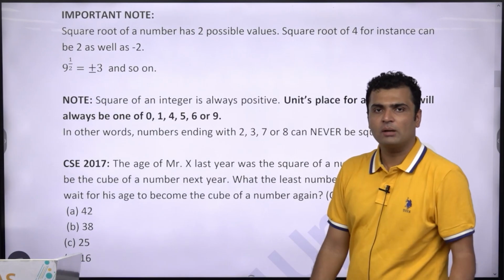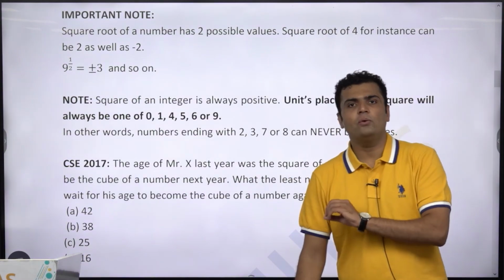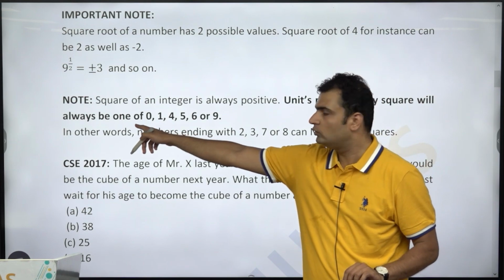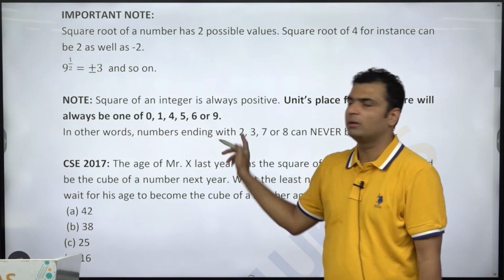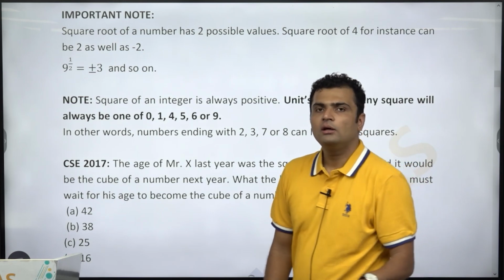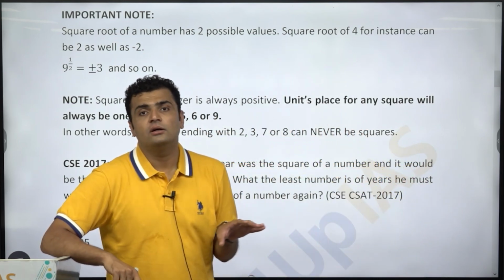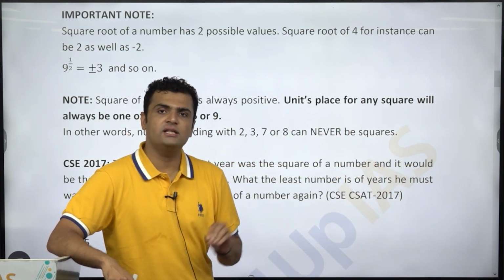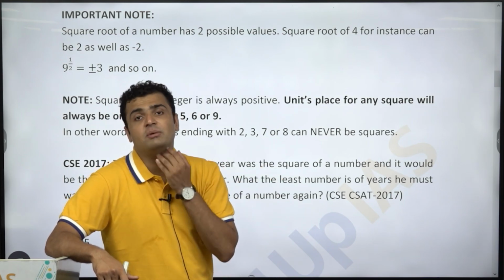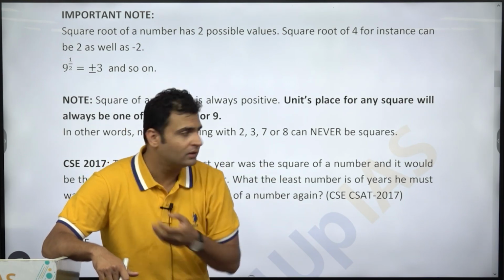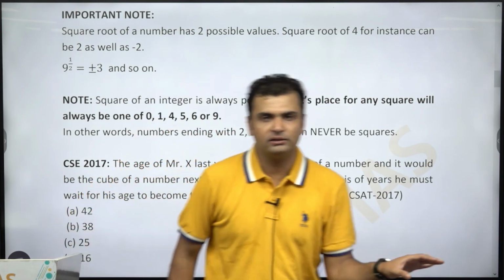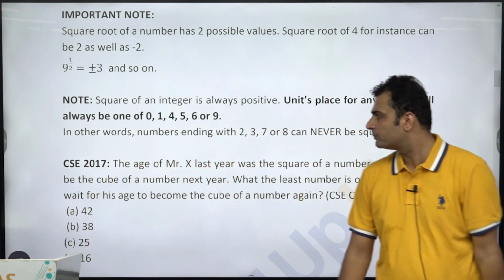So basically what I'm trying to say is, if we have been given any square number, the units place of that square will always be one among them. 2, 3, 7 or 8 cannot be at the units place of any square number. So if you are given a number and you are asked which among the following is not a square, if you have any one of them at the units place, that is definitely not a square. That much you can say just by observation. Fine.